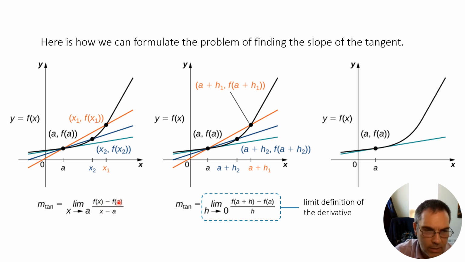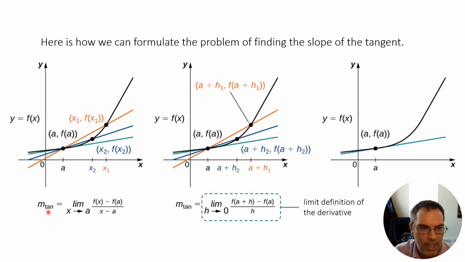So we're not saying x equals a. If we say x equals a, then we have f of a minus f of a over a minus a. We have 0 over 0. That's the problem. We get a value of 0 over 0. So the question is not what is the value of this at x equals a. It's what is the limit of this as x approaches a. That's going to be the slope of the tangent line.